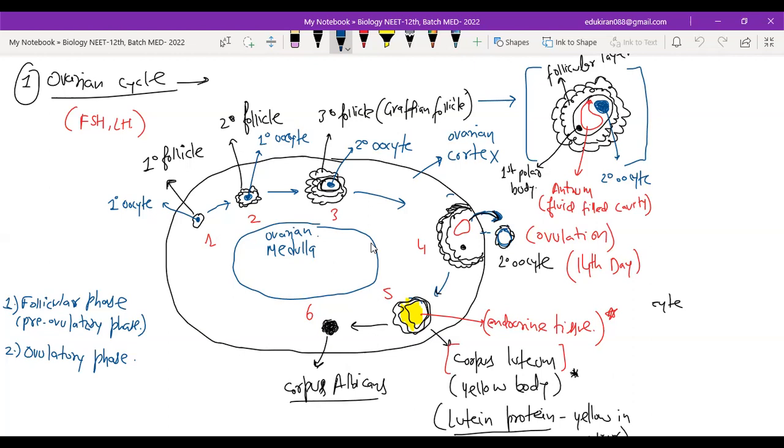Yes. So this is the ovulatory phase. Write down, the third phase of the ovarian cycle is called luteal phase.